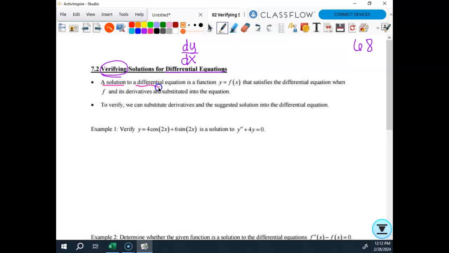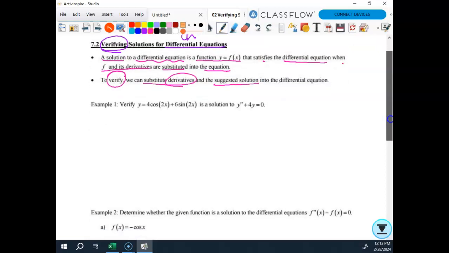A solution to a differential equation is a function, y equals f of x, that satisfies the differential equation when f and its derivatives are substituted into the equation. So we're going to do some substitution, a little bit of algebra, maybe some derivatives. Everything we already know how to do, just putting it all together. To verify, we can substitute the derivatives and the suggested solution into the differential equation.